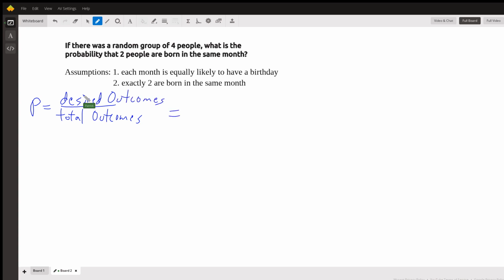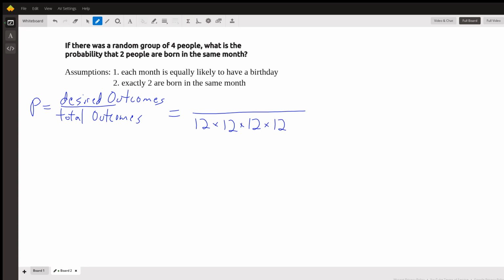So let's think first about the denominator. Okay, the first person, there are 12 months in which he could be born. Second person, 12 months in which she could be born. Third person, 12 months. Fourth person, 12 months. That's the total possible outcomes for 4 people.